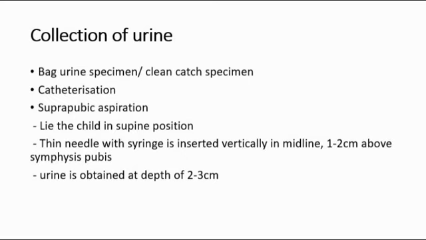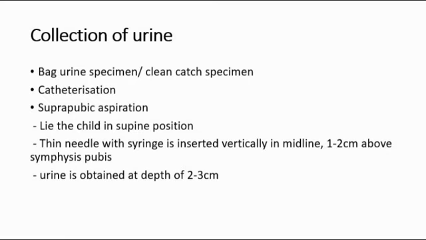And the second method is catheterization. This method has a low risk of introducing infection and have higher success rate. And if compared to suprapubic aspiration, it is actually less painful. So it is widely used, this method. And the third method is suprapubic aspiration, which is a gold standard to obtain uncontaminated samples.